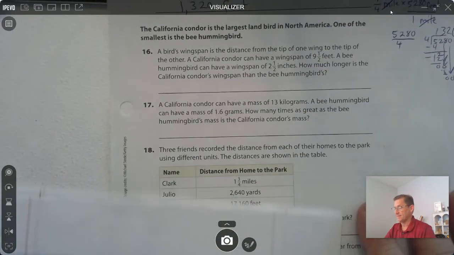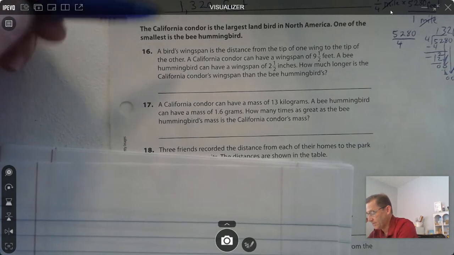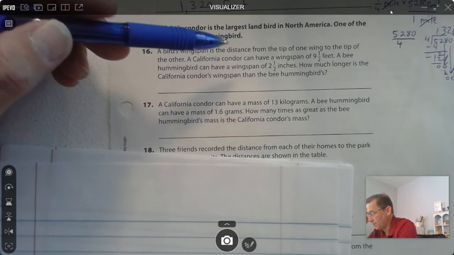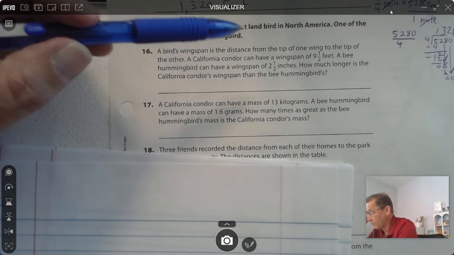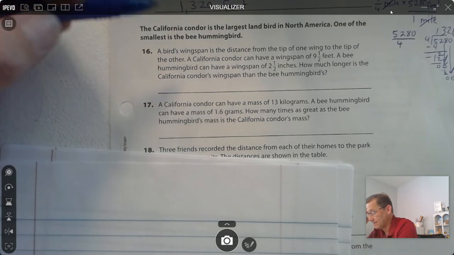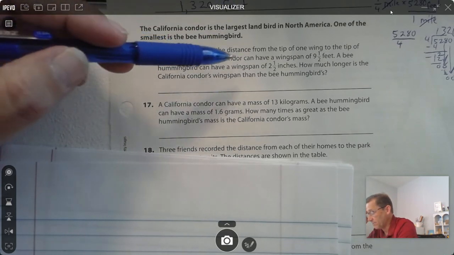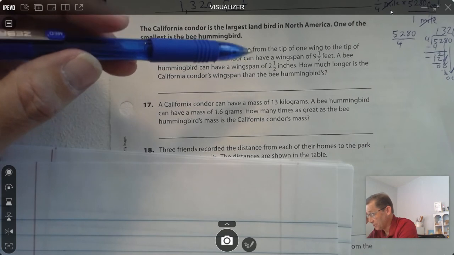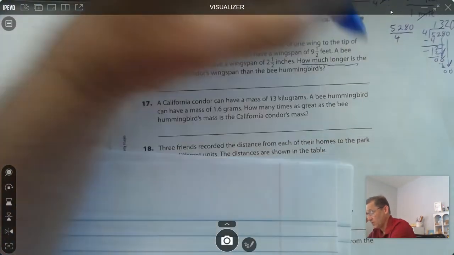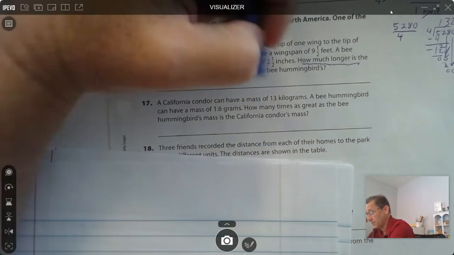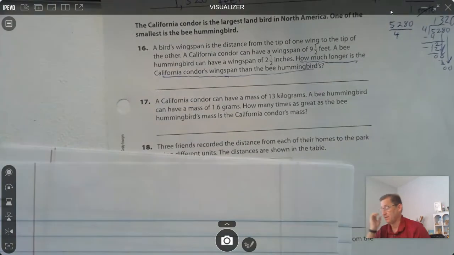17. A bird's wingspan is the distance from the tip of one wing to the tip of the other. A California condor can have a wingspan of 9.5 feet. A bee hummingbird can have a wingspan of 2.5 inches. How much longer is the California condor's wingspan than the bee hummingbird's?